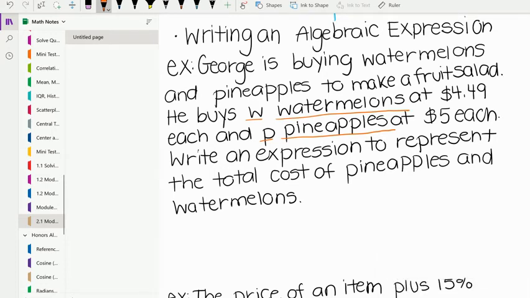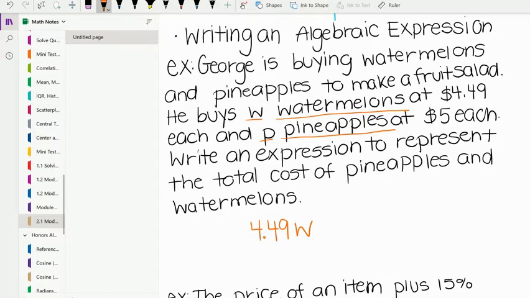All right, so we know that it is $4.49 per watermelon, and W is represented by watermelons. So we could say $4.49 per watermelon. That means if I wanted to know how much it costs to buy 5 watermelons, I would plug in 5 for W.